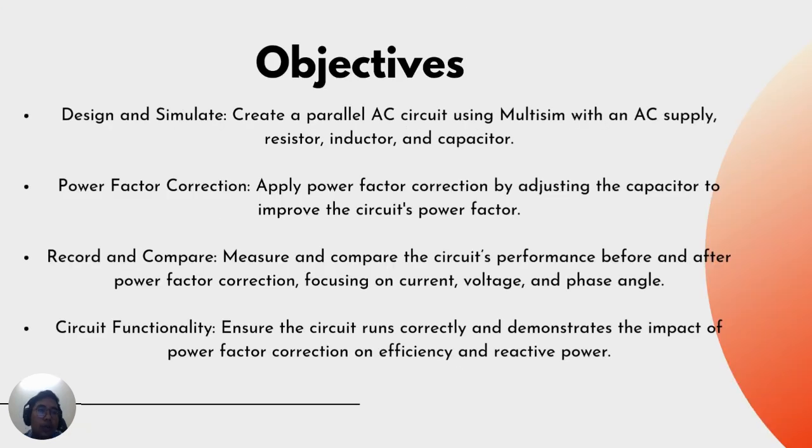So here are our objectives. Firstly, we design and simulate: create the parallel AC circuit using Multisim, with an AC supply, resistor, inductor, and capacitor. Power factor correction: apply the power factor correction by adjusting the capacitor to improve the circuit power factor. Record and compare: we measure and compare the circuit performance before and after power factor correction, focusing on current, voltage, and phase angle. Circuit functionality is to ensure the circuit runs correctly and demonstrate the impact of the power factor correction on efficiency and reactive power.